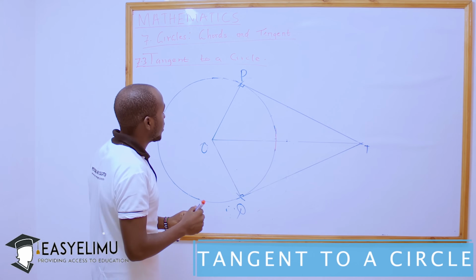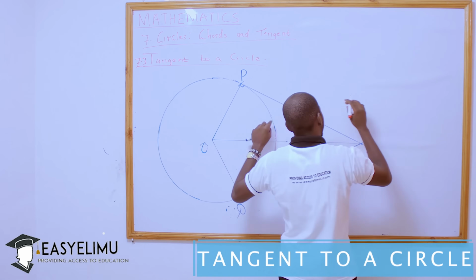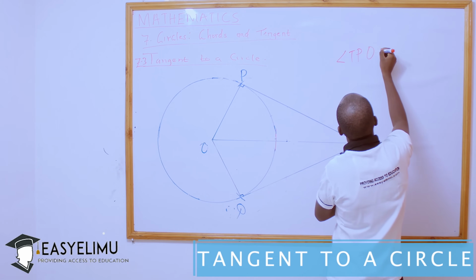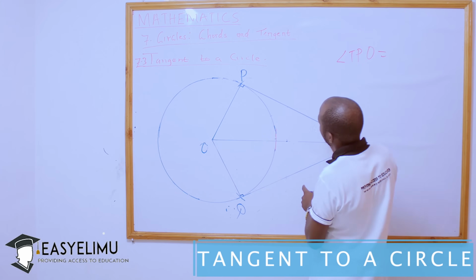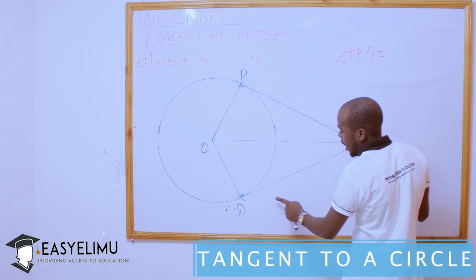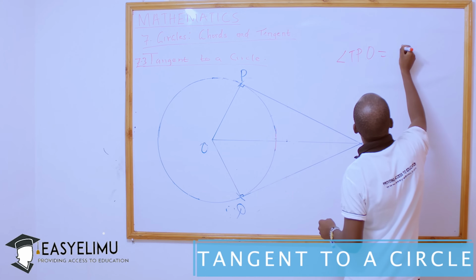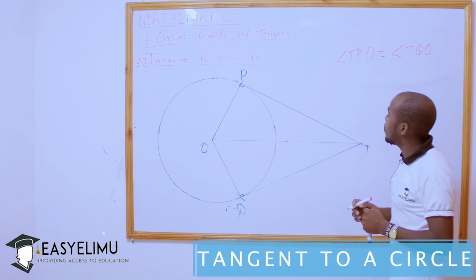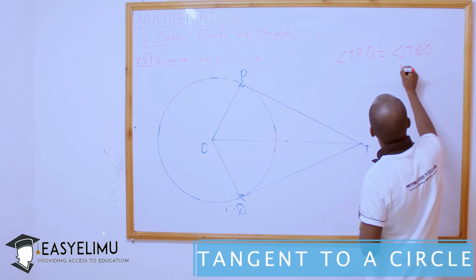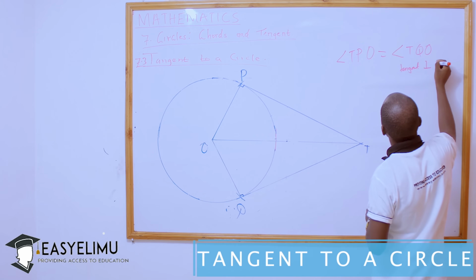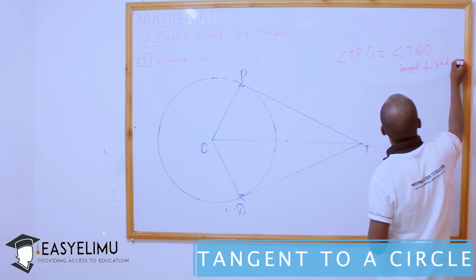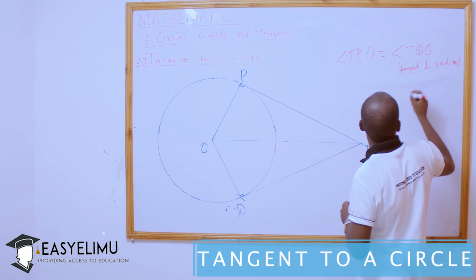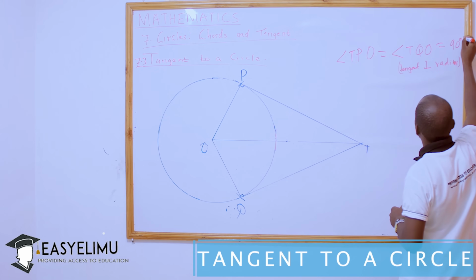Since these are tangents, angle TPO will be equal to angle TQO, and they will be equal because the tangent is perpendicular to the radius. If they are perpendicular to the radius, then the angle that results is 90 degrees. So this one will be 90 degrees.